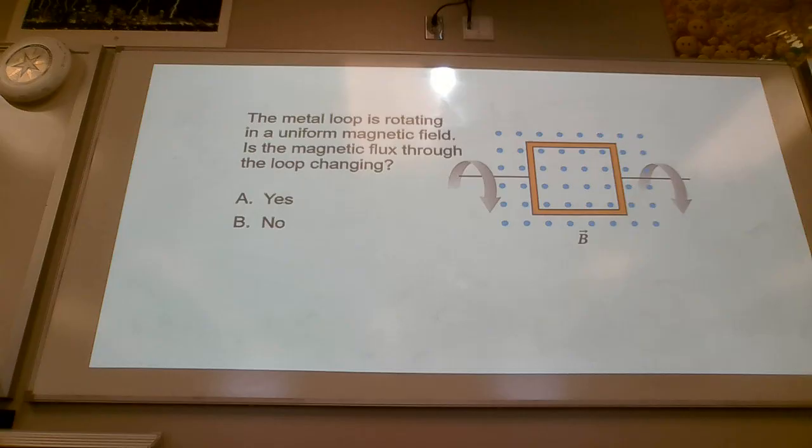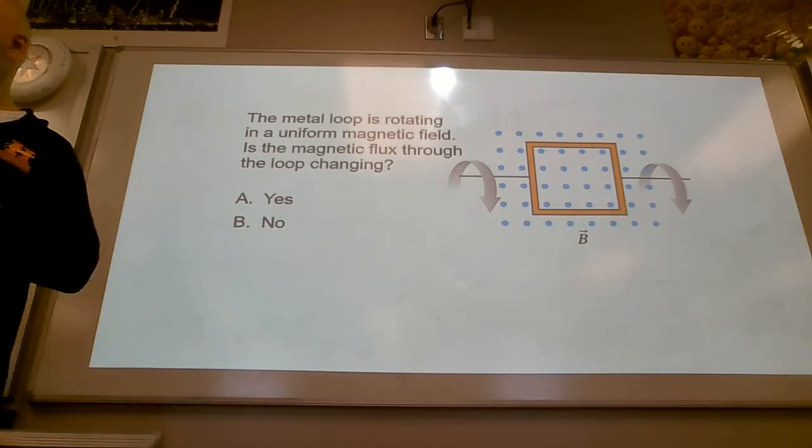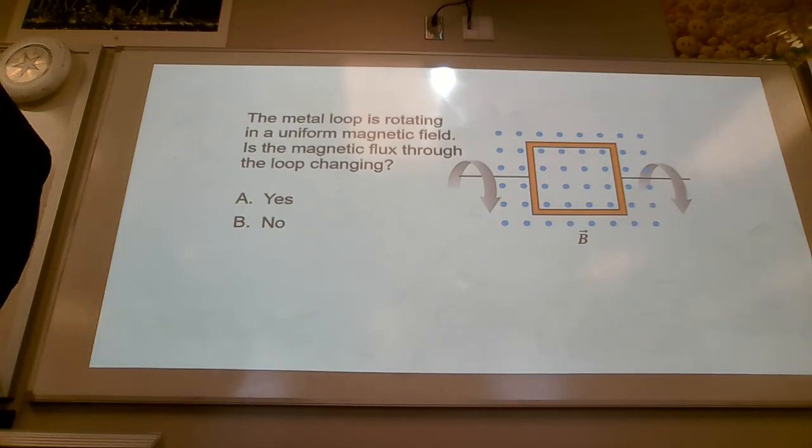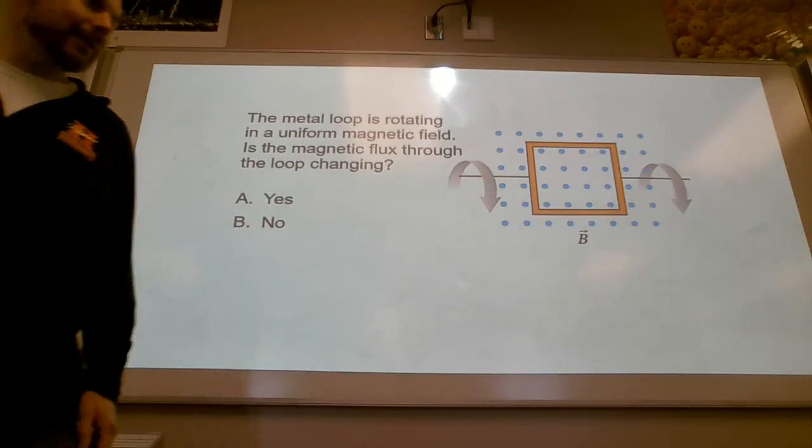Give that one a shot. I think it's like halfway between yes and no. The field is coming out of... Hey. It was just areas instead of circles. Yeah. Angle between them. The effective area. The projection. Correct. The answer is yes. Yes, it is changing because the area is changing.